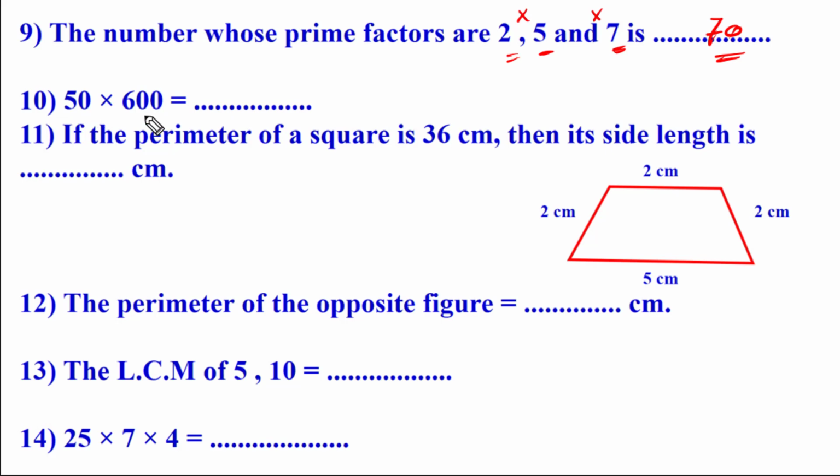Number 10, 50 times 600. By the same way, 5 times 6 equals 30. How many extra zeros we have? We have triple zero. So right here triple zero. So the product will be 30,000.